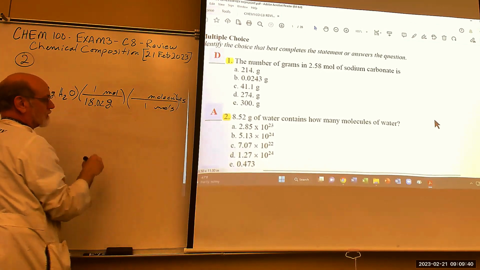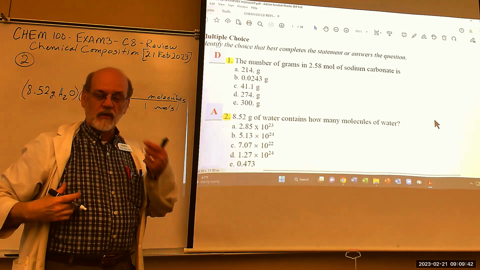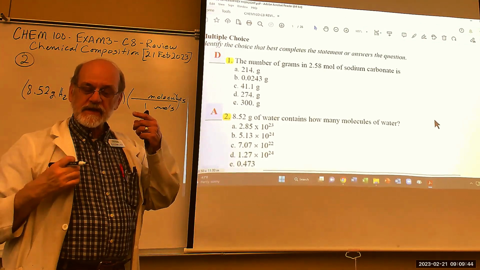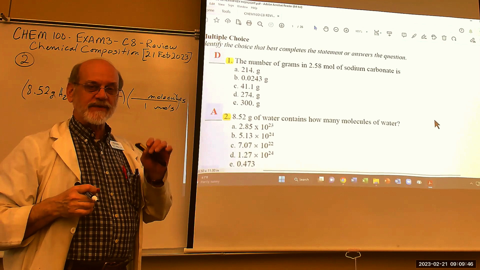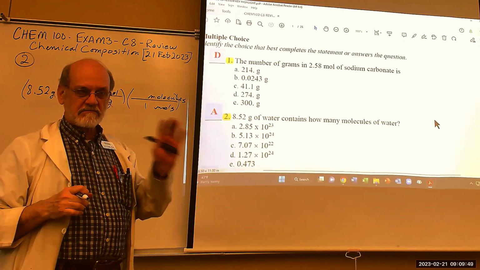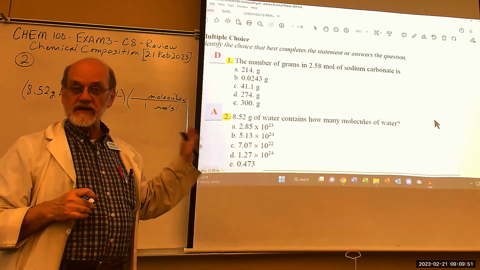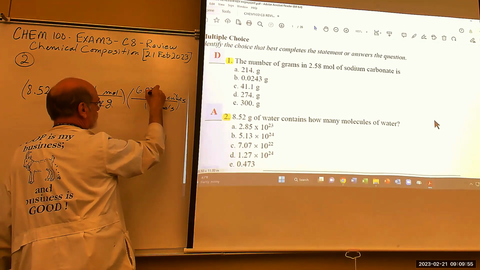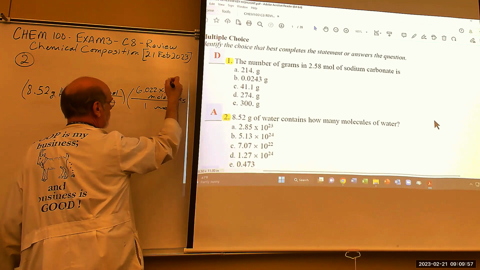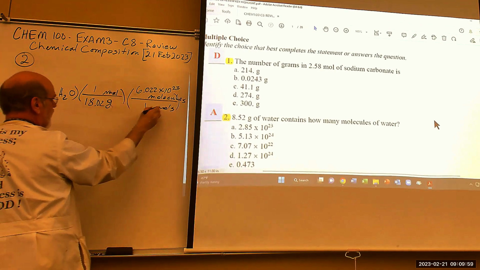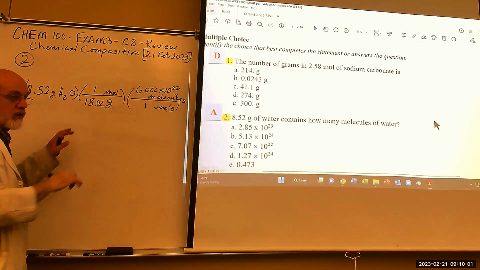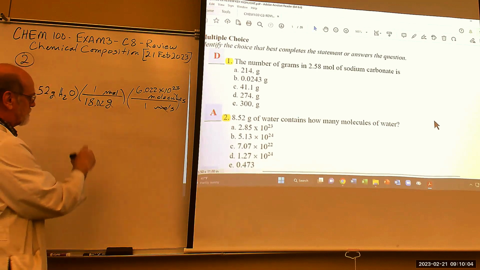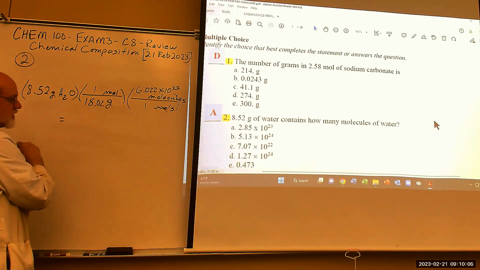What's the magic number? 1 mole is equal to 6.022 times 10 to the 23rd things, in this case, molecules. So there's our conversion factor. All right. Moles cancel, we're left with molecules, so we know we put the right values in there. All right, so what should that be?